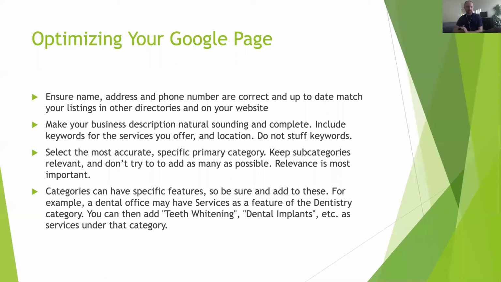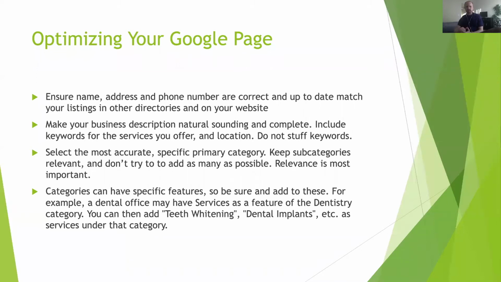And you'll have a description box where you can fill out a description for what your business is. You'll want to make sure that your description is natural sounding and very complete. You want to add keywords in there for what services you offer. And if you can add at least one or two for your location, you definitely want to do that. I wouldn't recommend stuffing keywords into your description and making it seem unnatural. So just make it complete, natural sounding, include a few keywords.